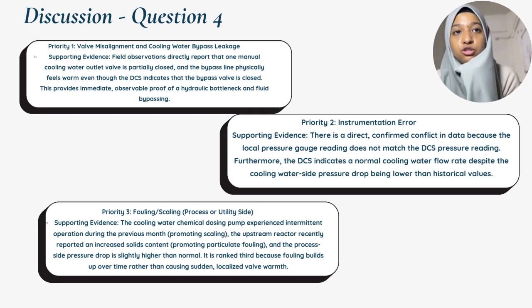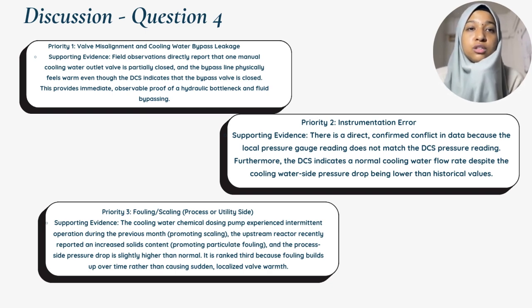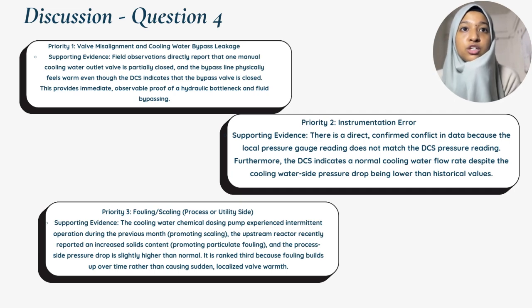Second priority is instrumentation error. There is a direct confirmed conflict in data because the local pressure gauge reading does not match the DCS pressure reading. Furthermore, the DCS indicates a normal cooling water flow rate despite the cooling water side pressure drop being lower than historical values. Third priority is fouling or scaling.